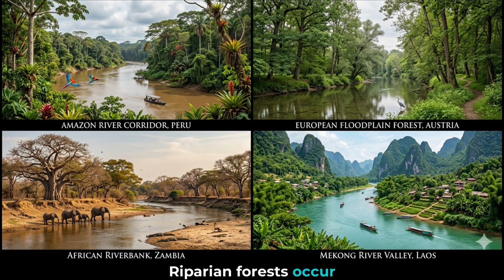Riparian forests occur all over the world, from the Amazon River Basin and European floodplain forests to the river systems of Africa and Asia. Trees have evolved alongside waterways for millions of years. These environments are often among the most productive ecosystems on Earth because water availability supports abundant plant growth and creates habitat for countless organisms.